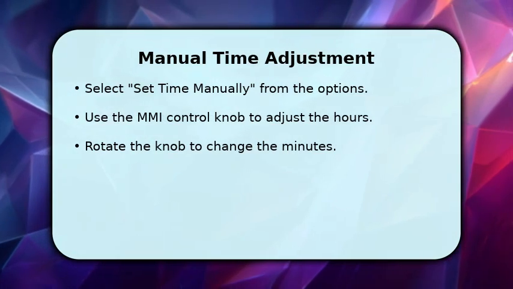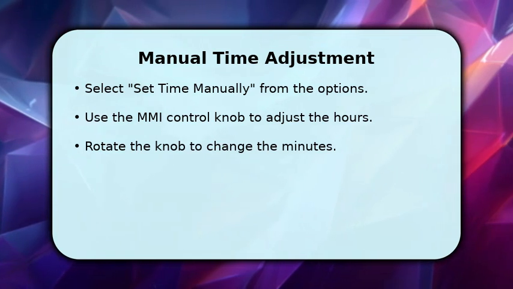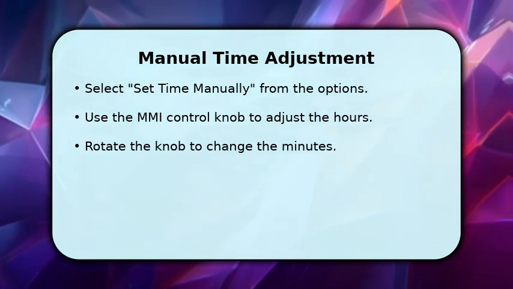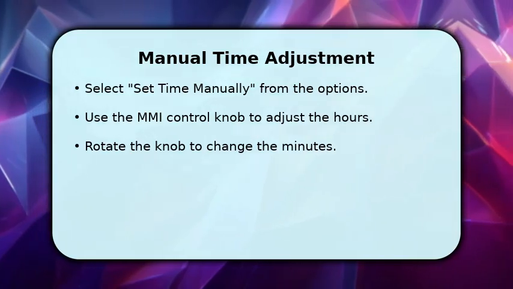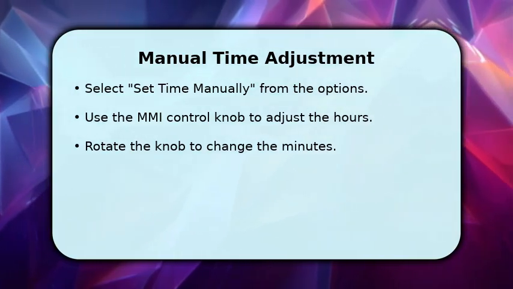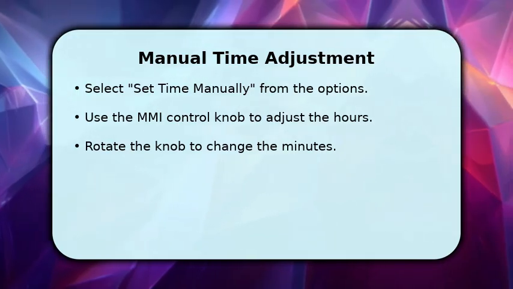Once in the time and date menu, you will likely see an option to set time manually. Select this to begin adjusting the clock. Use the large MMI control knob to highlight and change the hours, rotating it clockwise or counterclockwise.